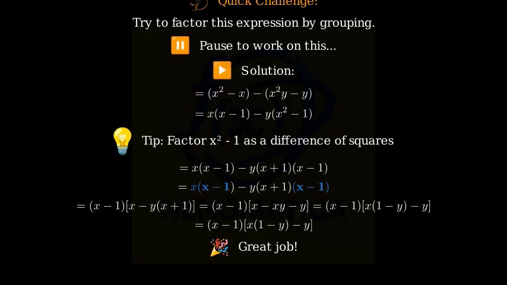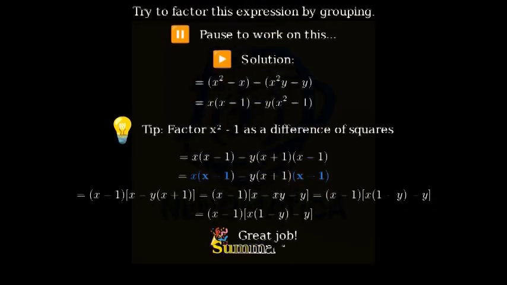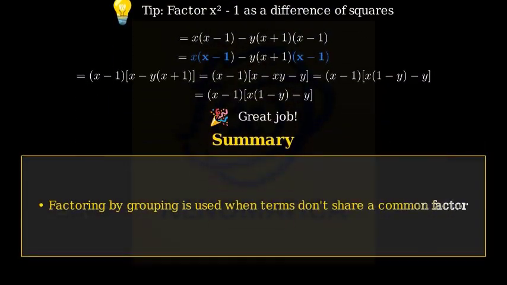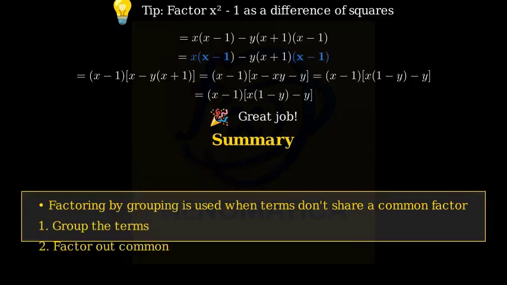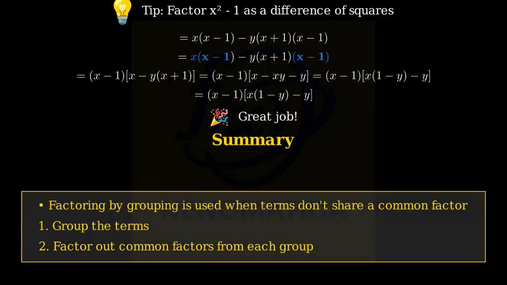Let's summarize what we've learned about factoring by grouping. Factoring by grouping is a technique used when the terms in an expression don't share a common factor. The key steps are: first, we group the terms. Then, we factor out common factors from each group.